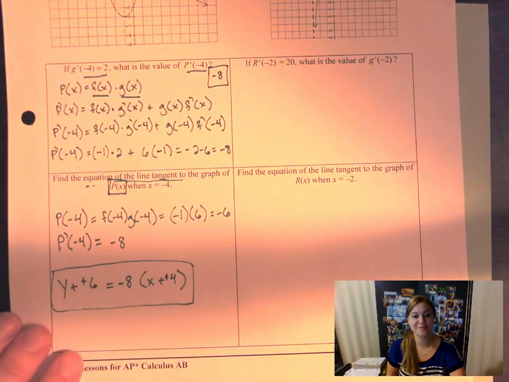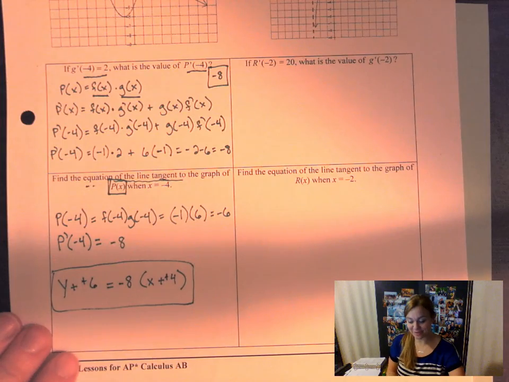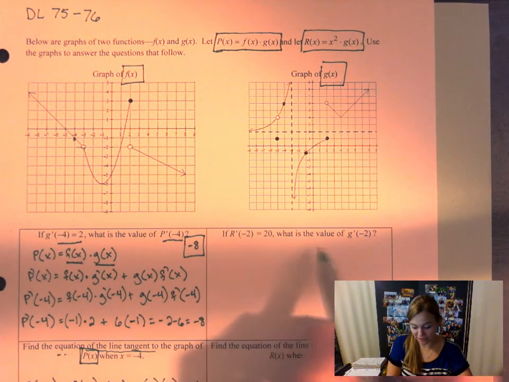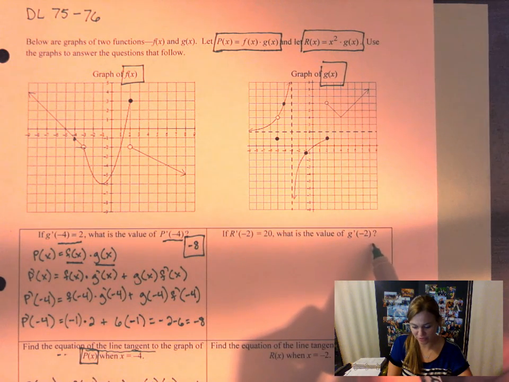Equation of my tangent line. We did it! Okay, let's do another one. So over here we've got r prime of negative 2 is 20. What is the value of g prime of negative 2?